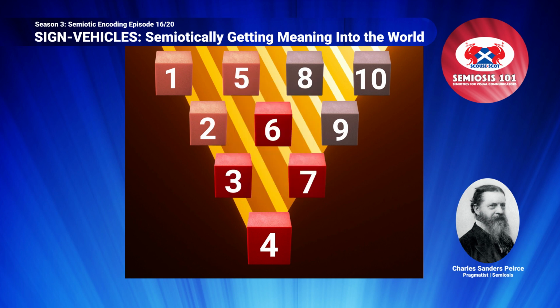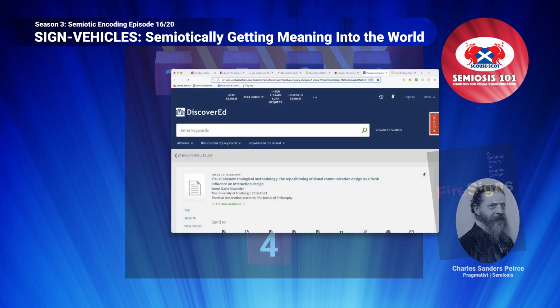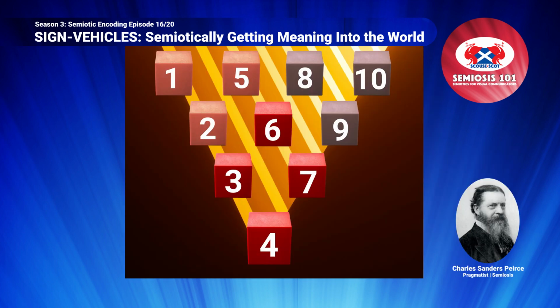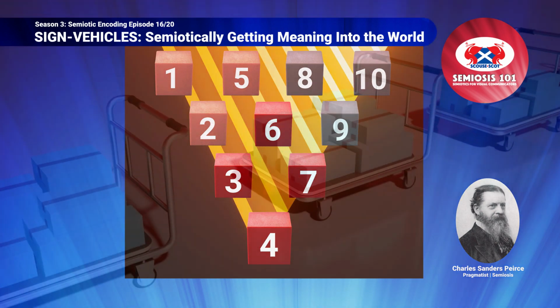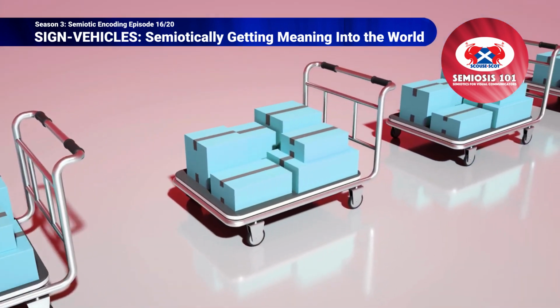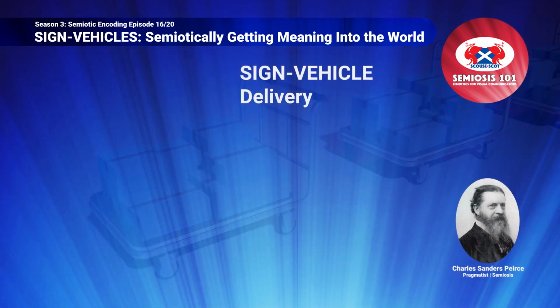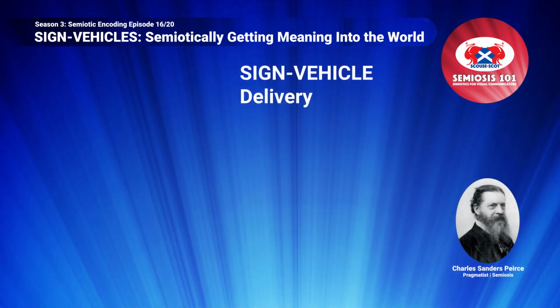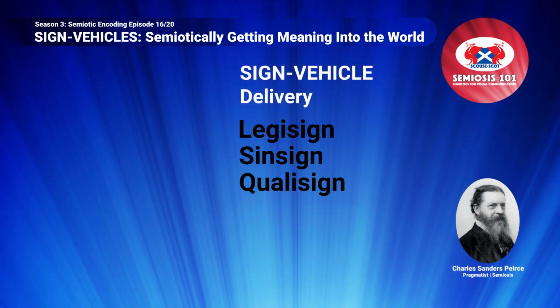So in this episode, I will synthesize 10 designer-centric explanations for each sign class's delivery from synthesized examples from my PhD and Skaggs' FireSigns book. In doing so, I will also focus on how each sign vehicle semiotically gets meaning into the world. Peirce's names for the delivery are qualisign, synsign and legisign, but on Semiosis 101 I have translated these into designer-centric terms as instant, mediated and agreed.